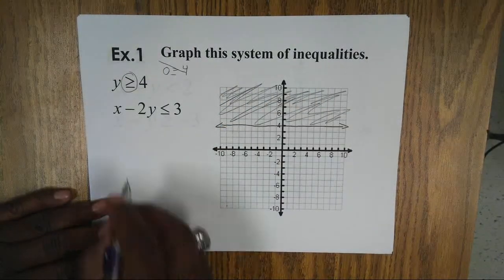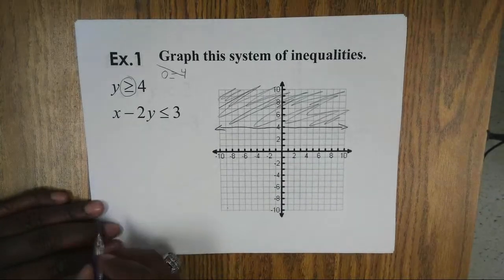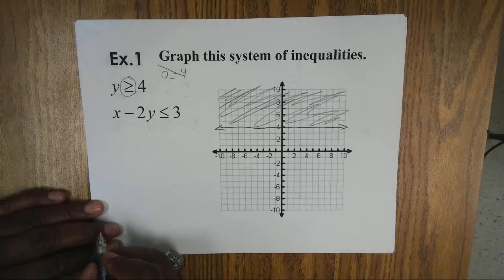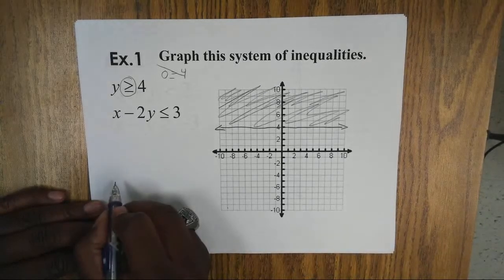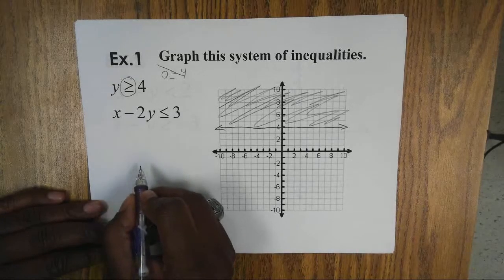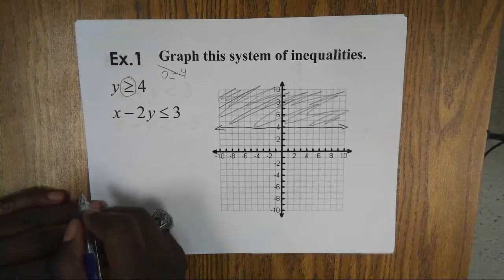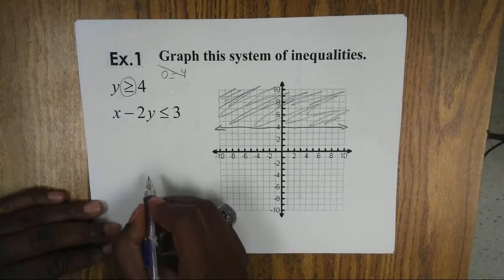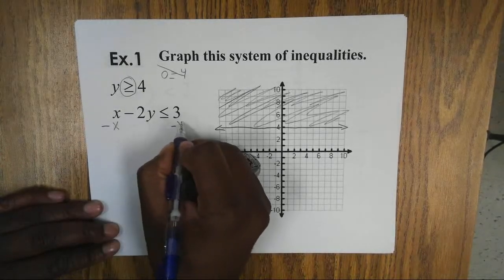Okay? Now, I look at this second equation. I have x minus 2y is less than or equal to 3. When I start solving this problem, I need to try to get the y by itself. So remember, when we're solving an equation trying to isolate the variable, we need to use addition and subtraction to get the variable that we're solving for on one side and everything else on the other side. So the first thing I need to do is subtract x from both sides.